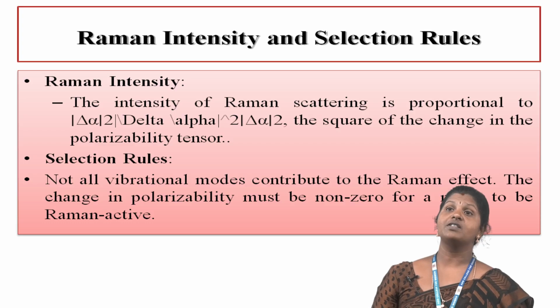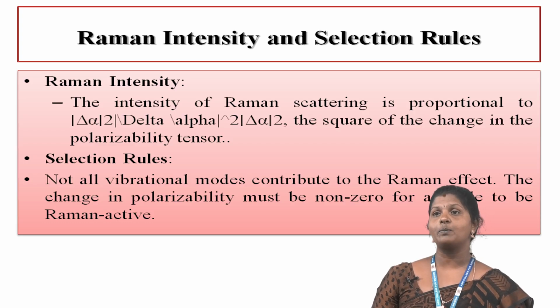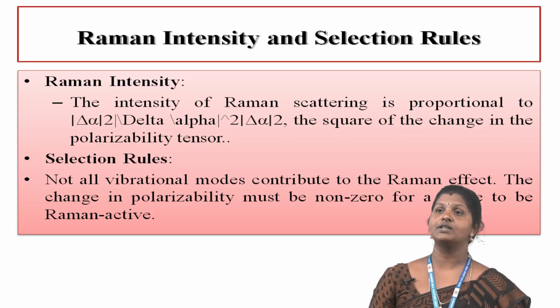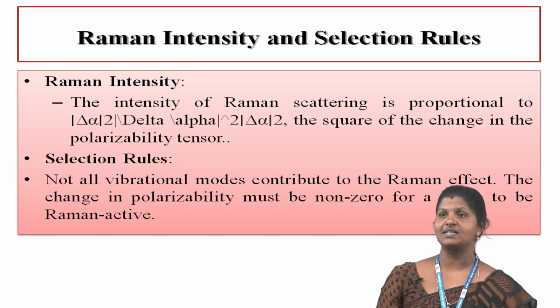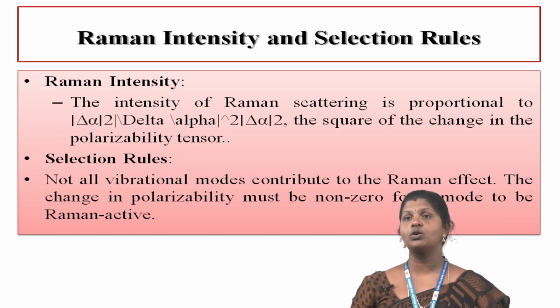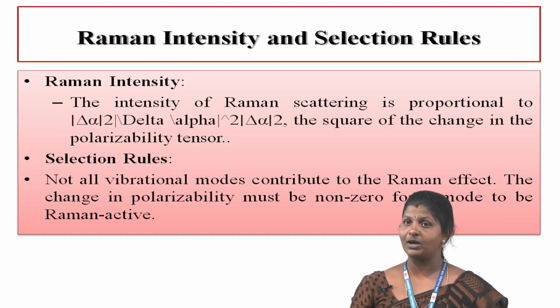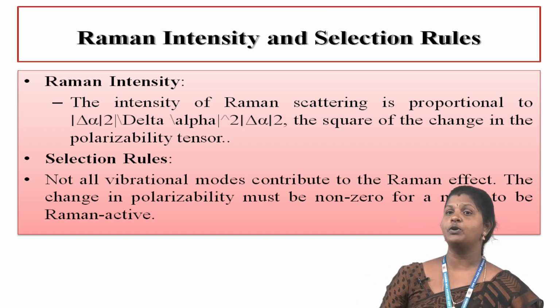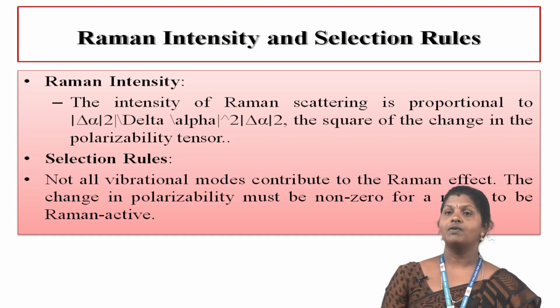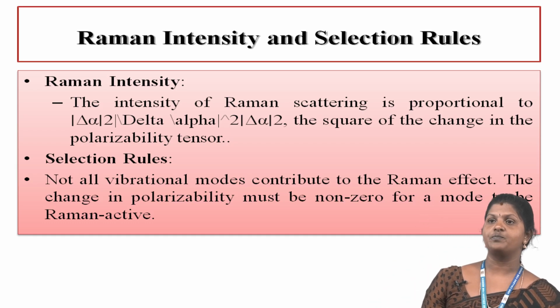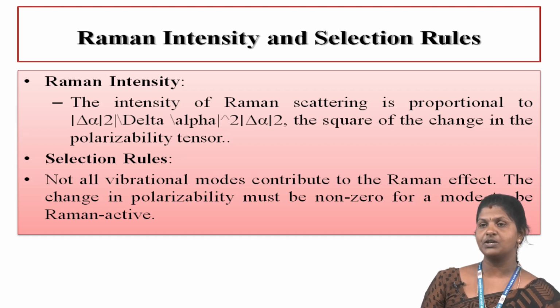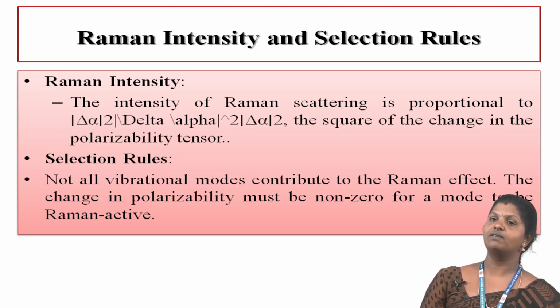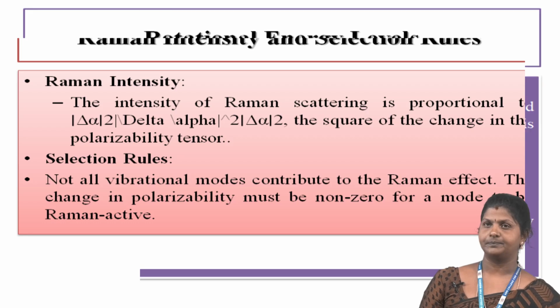And Raman intensity and the selection rule: the intensity of Raman scattering is proportional to the square of the change in the polarizability tensor. That depends on the vibrational mode displacement and how much the polarizability tensor changes during the vibration. The selection rule: not all vibrational modes contribute to the Raman effect. The change in polarizability must be non-zero for a mode to be Raman active. The symmetry of the molecule and the vibrational mode determine whether it will be Raman active or not.